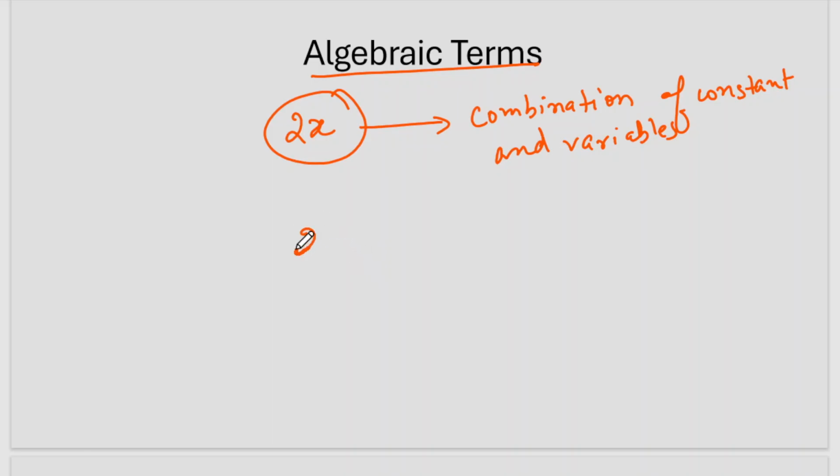We can write any number of variables. If I want to write like this, it is a term. If I want to write this, it is also a term. Even this is also an algebraic term. So algebraic term is nothing but the combination of constant and variables.